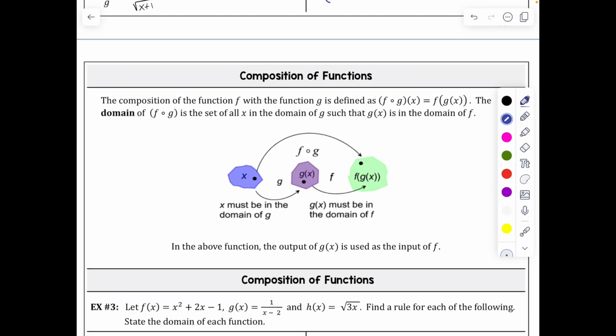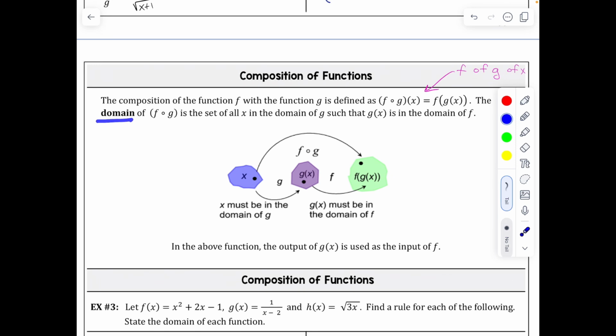All right, let's look at these compositions of functions. So what does this mean? A composition of the function f with the function g is defined as, and this is how we read it, f of g of x. We can also rewrite this as f of g of x. Okay, so if you want to write this down, we say that this is f of g of x.